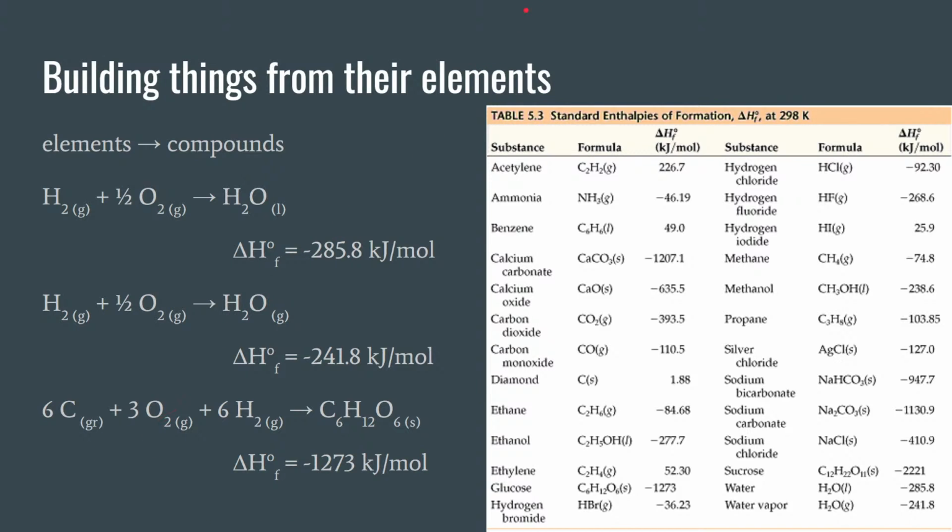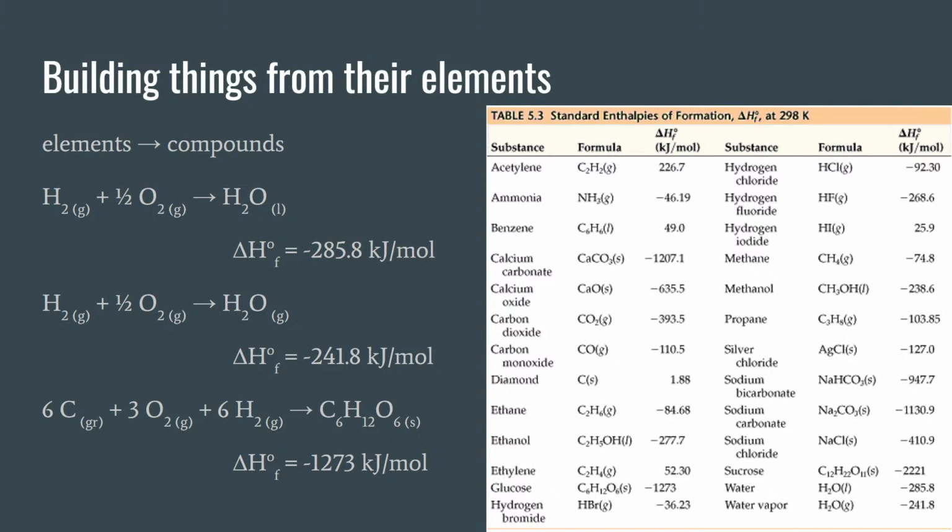Enthalpy of formation is when you build things from their elements. Okay? So hydrogen combines with oxygen to make water. In this case, it's liquid water, so we have a standard enthalpy of formation of negative 285.8 kilojoules per mole. Down here, we're combining hydrogen and oxygen to make gaseous water, with a standard enthalpy of formation of negative 241.8 kilojoules per mole. And then finally, we combine 6 moles of graphite with 3 moles of oxygen and 6 moles of hydrogen to make glucose, with a standard enthalpy of formation of negative 1,273 kilojoules per mole.